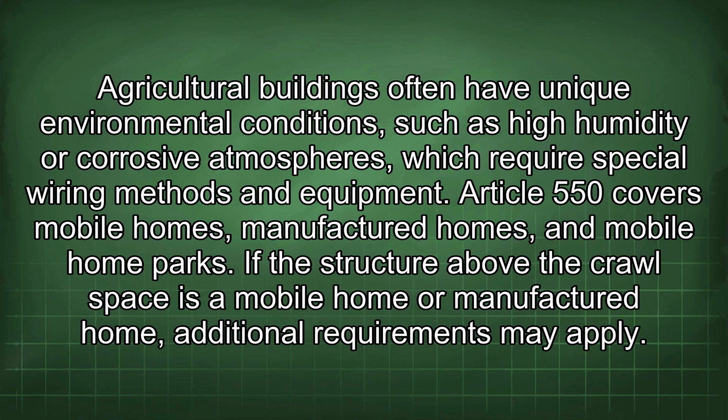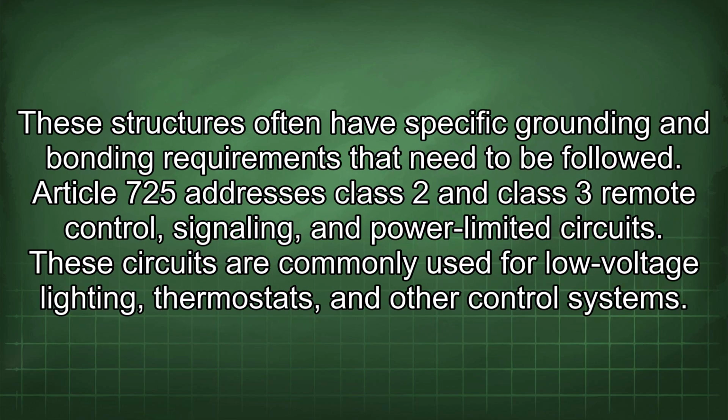Article 550 covers mobile homes, manufactured homes, and mobile home parks. If the structure above the crawl space is a mobile home or manufactured home, additional requirements may apply. These structures often have specific grounding and bonding requirements that need to be followed.